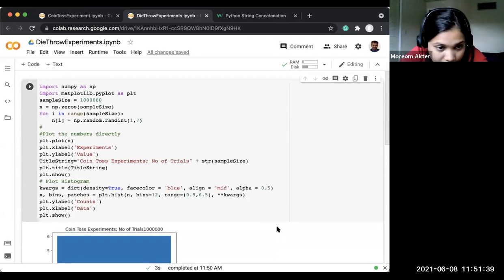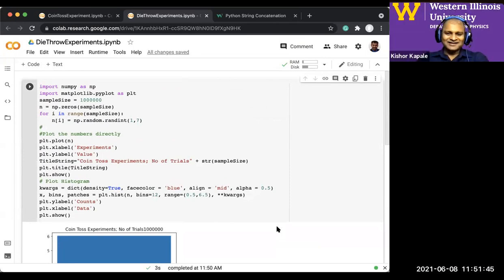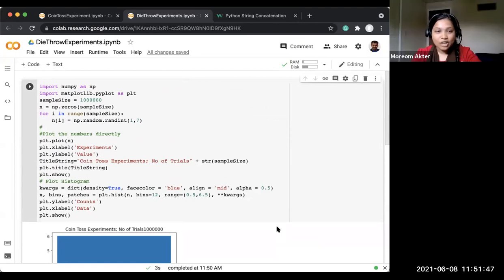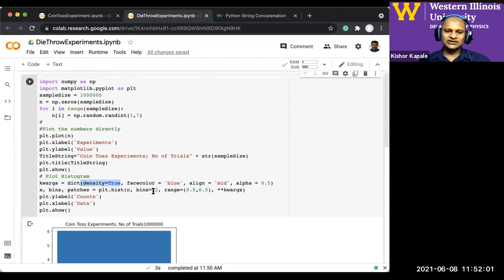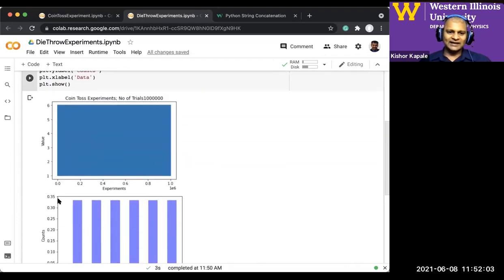After the plot histogram, this line suddenly came. I don't know from where. In the above line you wrote something, but suddenly these two lines came and you made these two changes. What I did was I played with the arguments so that I can get a nice looking graph. And what density does, true or false, is it scales the values.